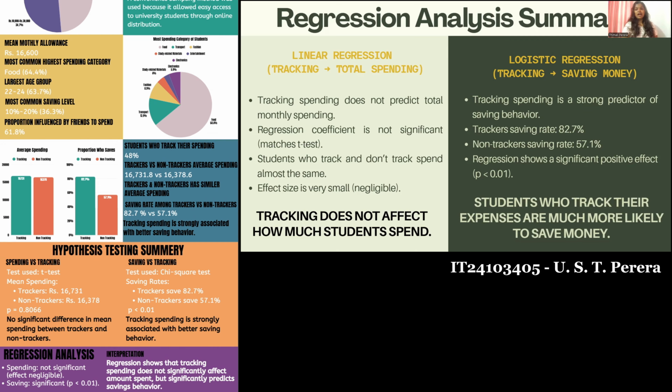The second model, however, told a different story. Here, tracking had a strong and statistically significant positive effect on saving. The p-value was below 0.01, showing that tracking is a reliable predictor of whether a student saves money or not. So, overall, the regression results support both of our hypothesis tests. Tracking does not change spending, but it strongly increases the likelihood of saving.